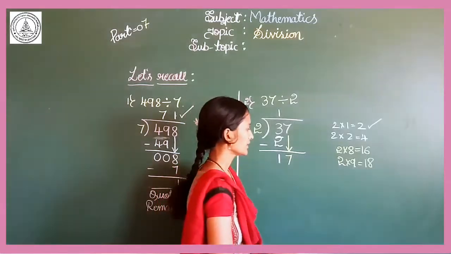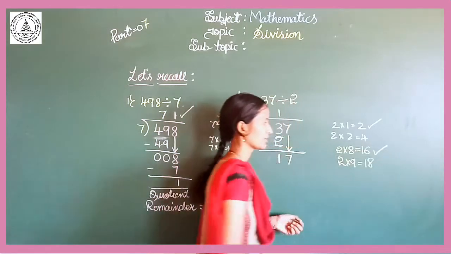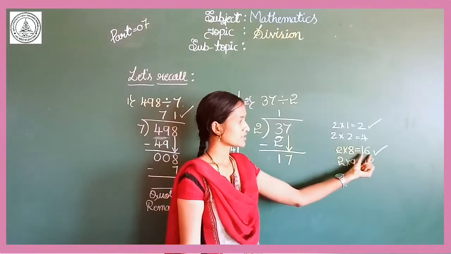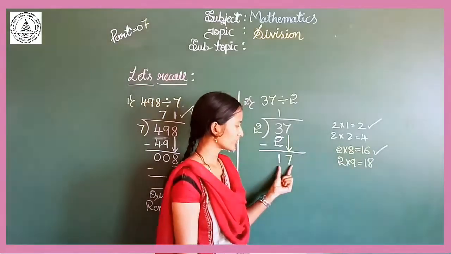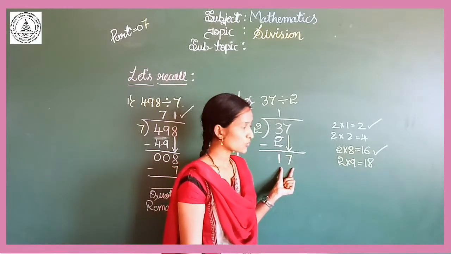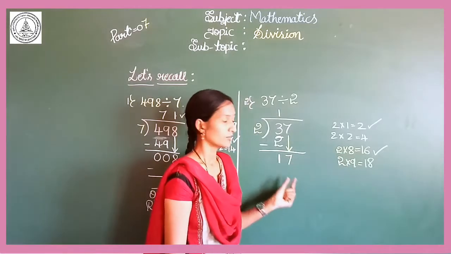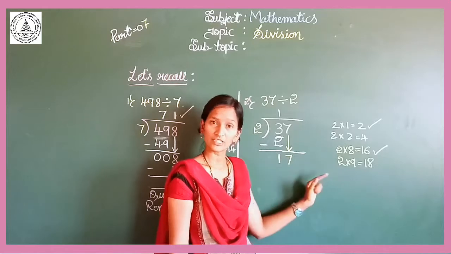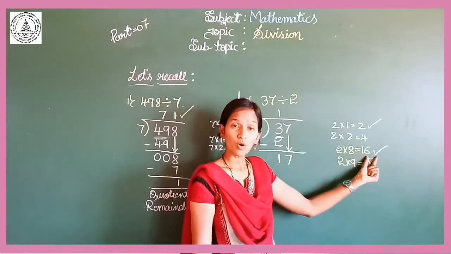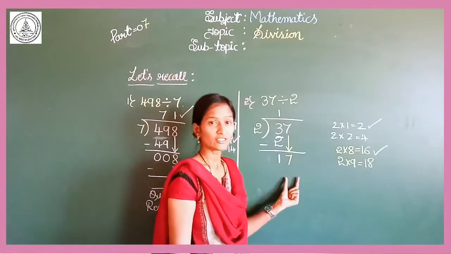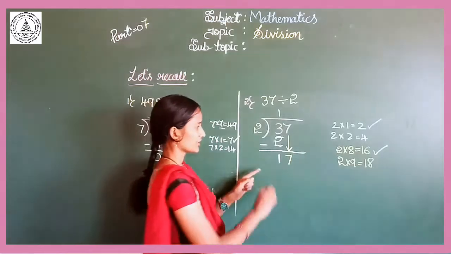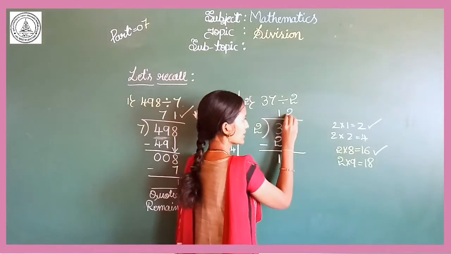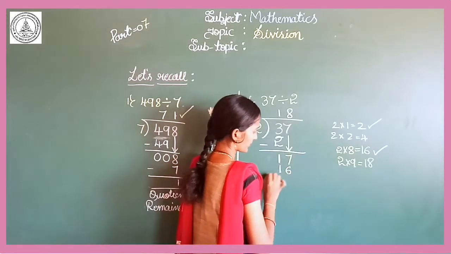See, I am taking the number 16 because 16 is smaller than 17 and it is also closest to the number 17. But this 18 is a big number, so don't take the big number. You always take the smaller number compared to 17. Right? See here, 2 8s are 16.